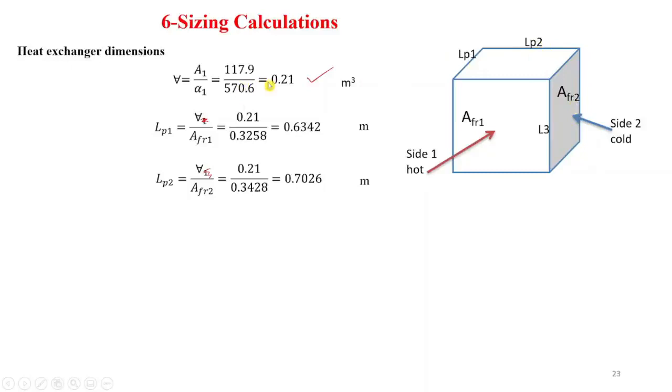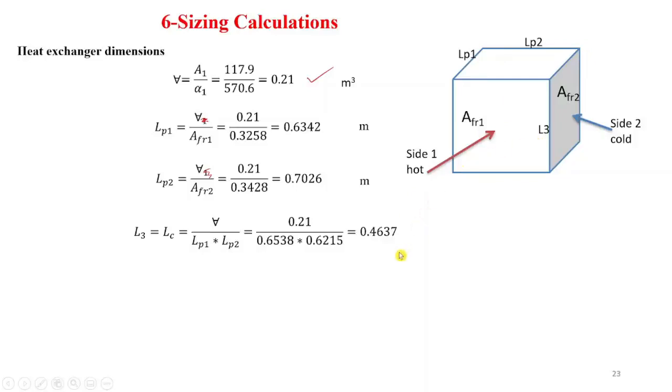Since the volume is known, which is 0.21, if you divide the volume of the heat exchanger by LB1, LB2, you get L3, which is the common factor or the common edge of the heat exchanger, which is going to be 0.463. So to summarize, we went through a lengthy procedure to calculate the heat transfer coefficient for each side, the overall surface efficiency for each side, the overall heat transfer coefficient U1, and then the frontal area for 1 and frontal area for 2, and then the dimensions of the heat exchanger, LB1, LB2 and L3.